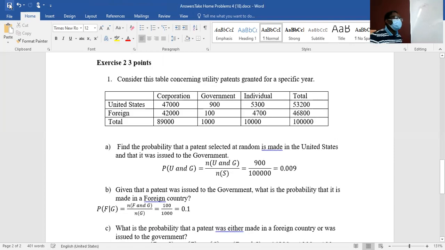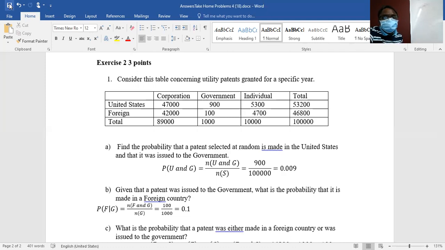In exercise 2, we had a table that you need to complete. You complete it so that the sum of the columns, the sum of the rows, and the sum of the total match. So make sure that you know how to complete those numbers in case you have a table like that on the exam.